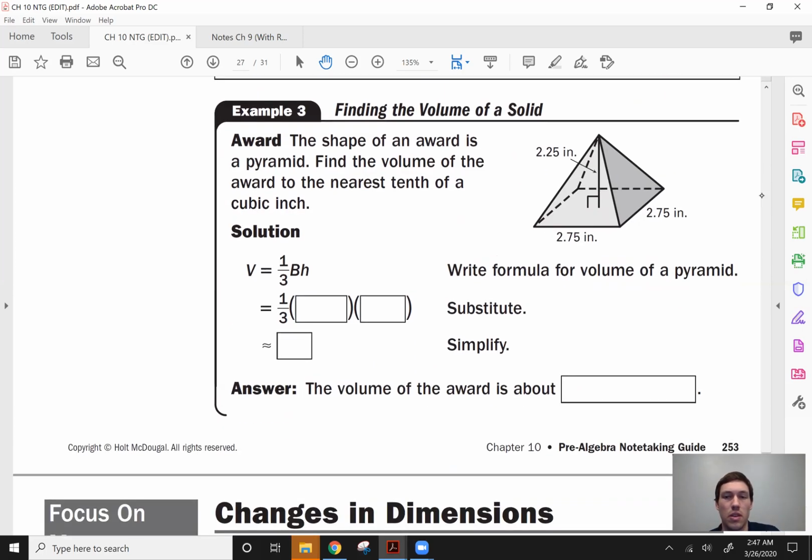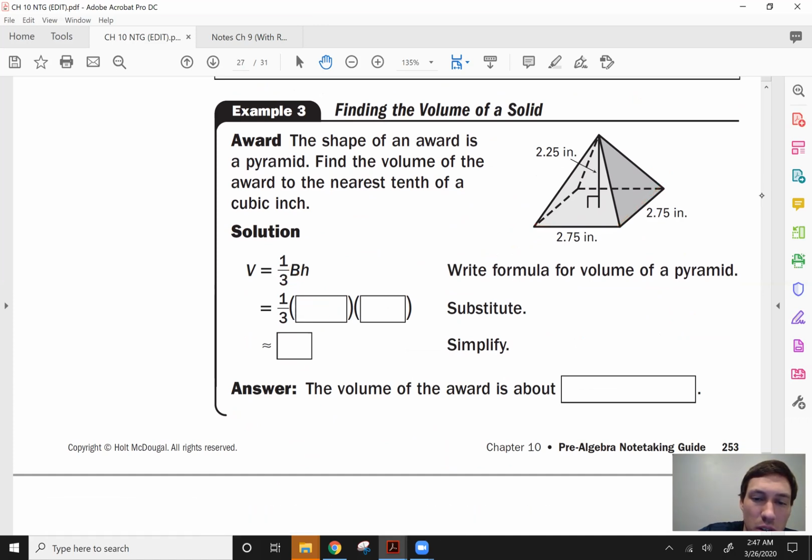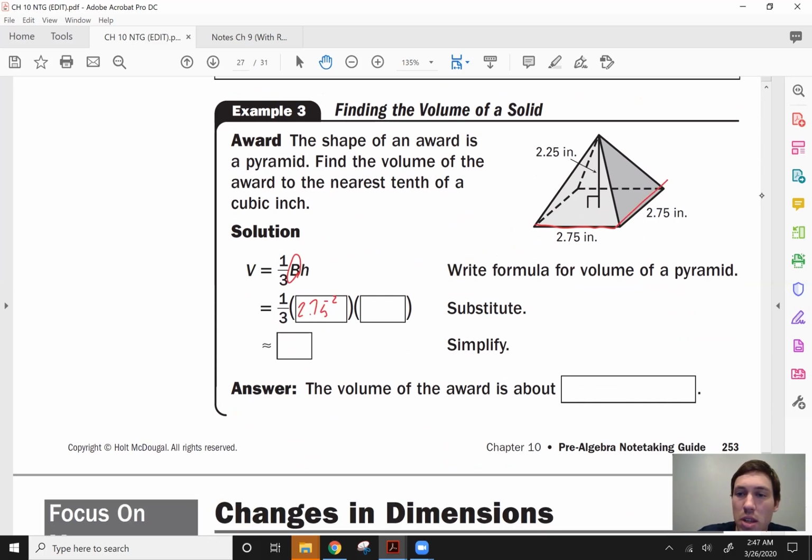All right. Let's do one last one like this. 1/3 area of the base. Remember, base is length times width. So in this case, that's 2.75 squared times the height, which is 2.25. You plug all that in, you get 5.7. So it's 5.7 cubic inches.